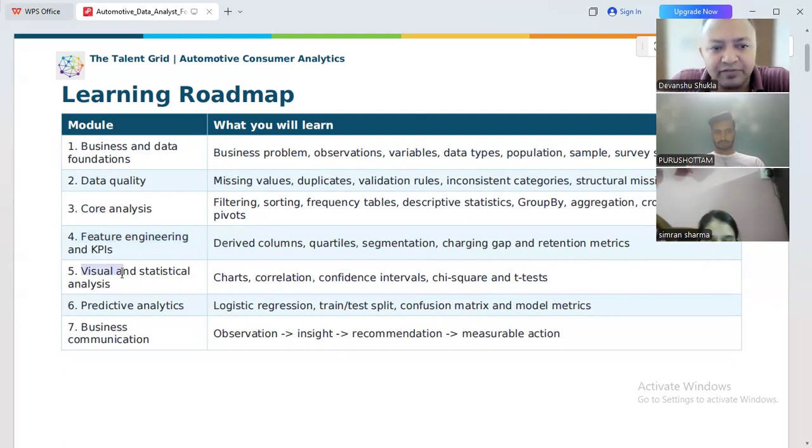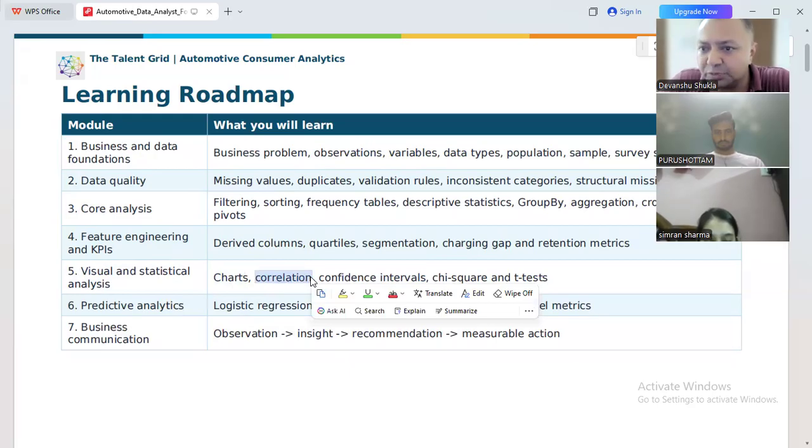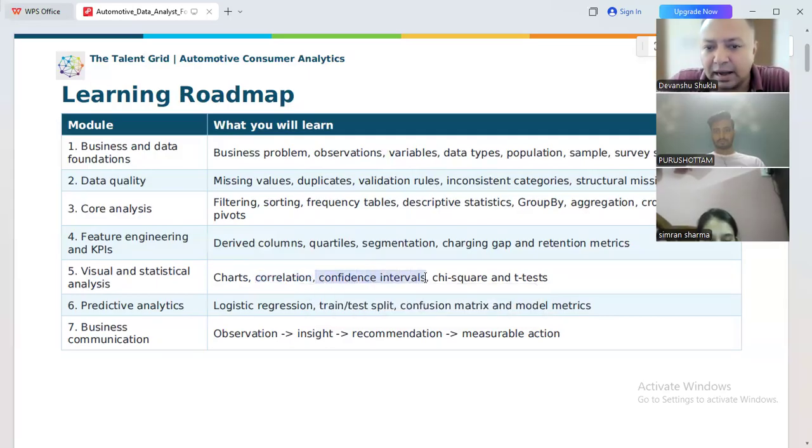Then in the fifth module, we will perform visual and statistical analysis, which means we will be generating charts. We will make a correlation matrix, which is an important aspect of understanding different columns and how each column is dependent on each other and what the impact of each column is on each other. So that is what we are going to do with correlation. Then you will understand confidence intervals, chi-square, and t-tests.